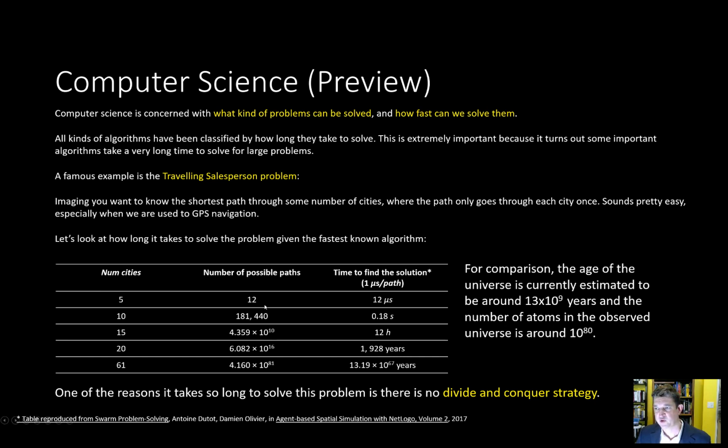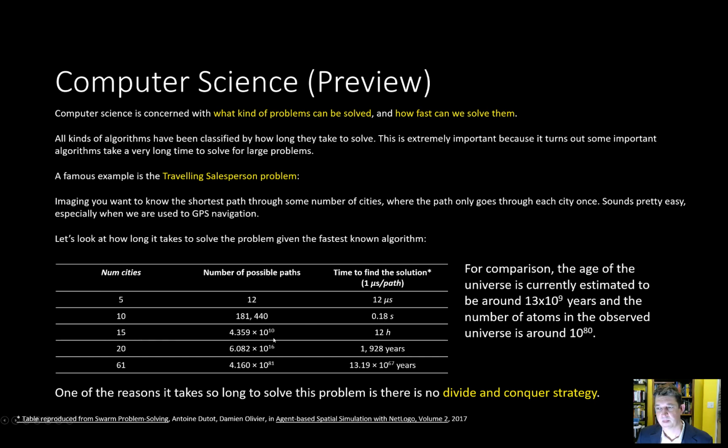So this table helps illustrate that. This is with the fastest known algorithm. If there are 5 cities, there are 12 possible paths that you have to search to see which combination of those paths is shortest. And let's just assume it takes 12 microseconds to investigate those paths. Now if we have 10 cities, there are 181,000 possible paths that we have to search through to find the shortest one. Well, it's not too bad. It takes less than a second to do that on a fast computer.